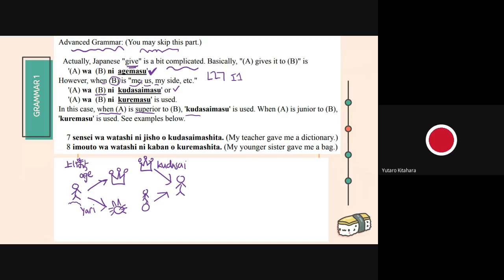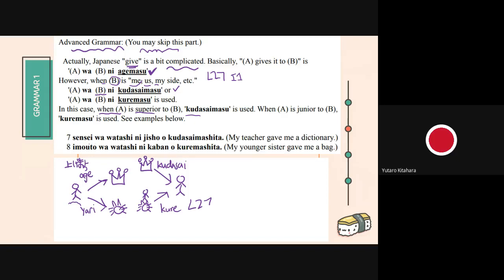Okay, it's just like that, it's just a culture thing. Okay, or if someone gives me something, they must use kuremasu. Something like that. Okay, you don't need to know all this because it's not tested at all, and it's lesson 27. Okay, it's quite interesting, but a good example here is like this.